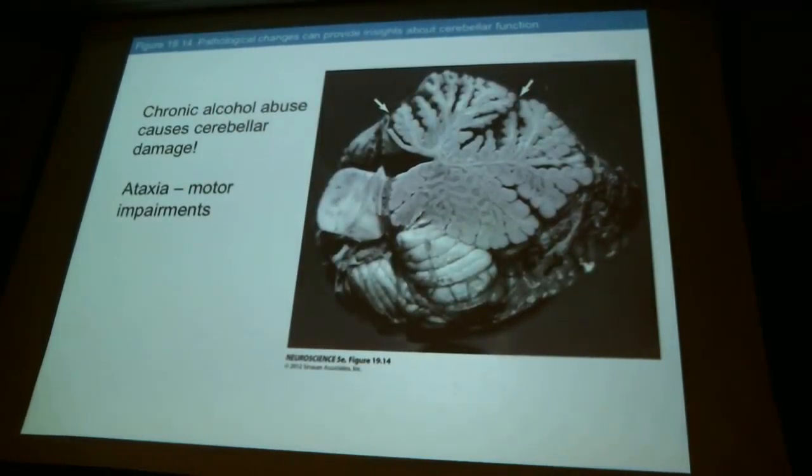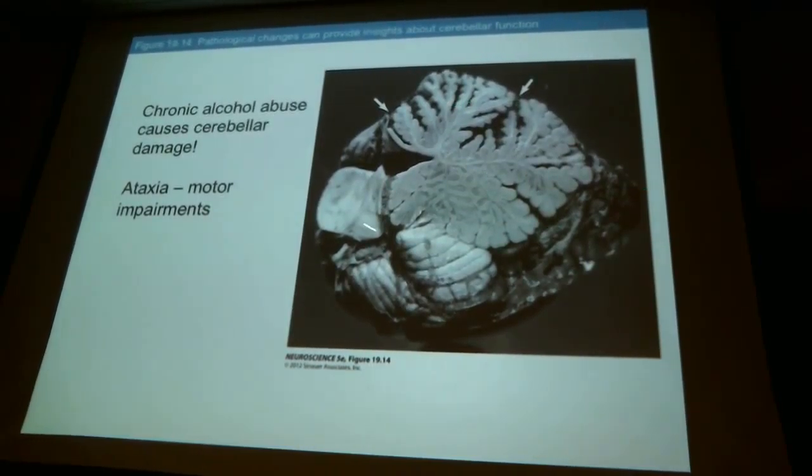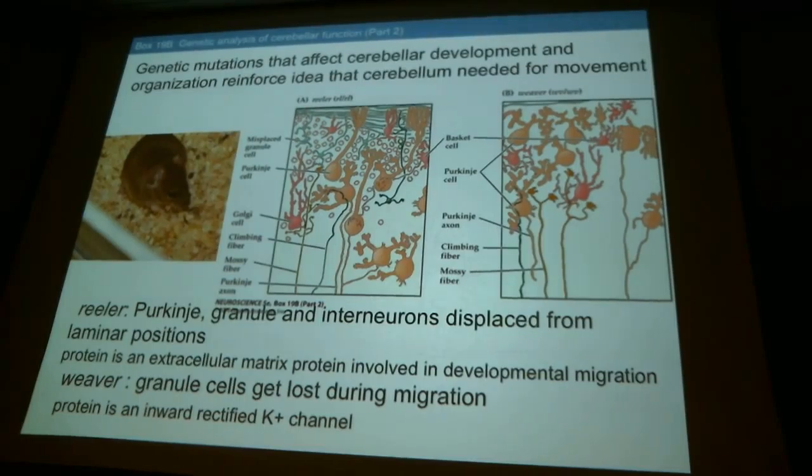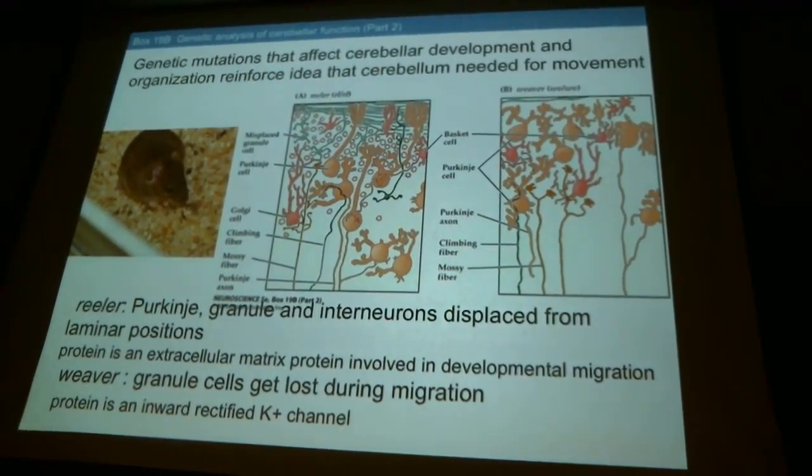So 2 other things. We have 1 last minute. Chronic alcohol abuse causes damage to your cerebellum. Okay, so don't drink too much. But this is kind of what causes some of the ataxia associated with alcoholism. And there are a couple of genetic mutations that cause disorganization in the development of the cerebellum. Wheeler and Weaver cause developmental problems, and that causes ataxia problems. So we'll stop there.